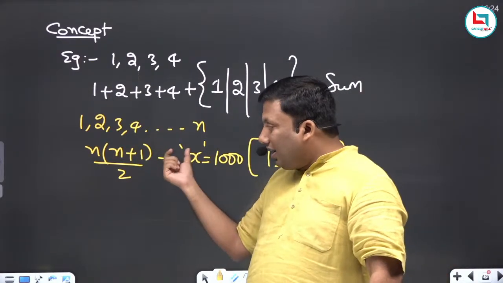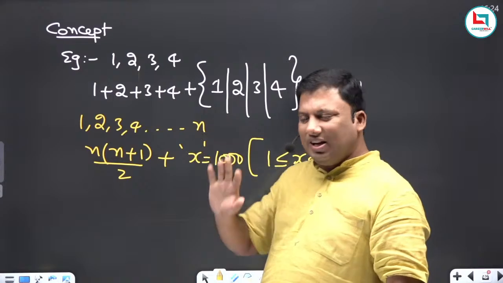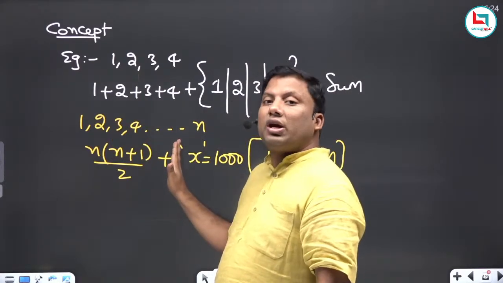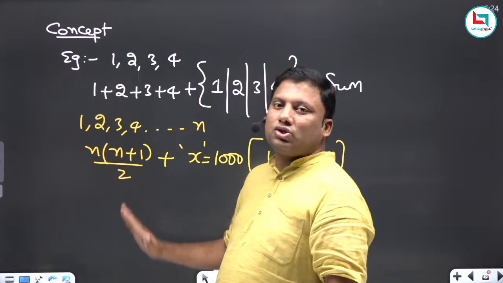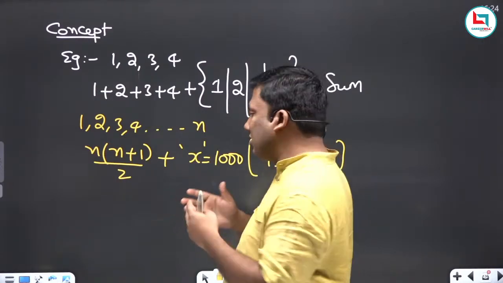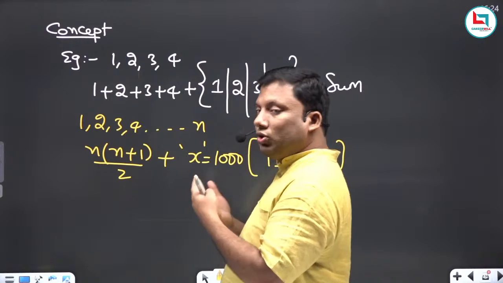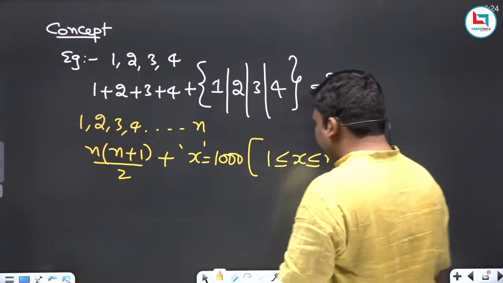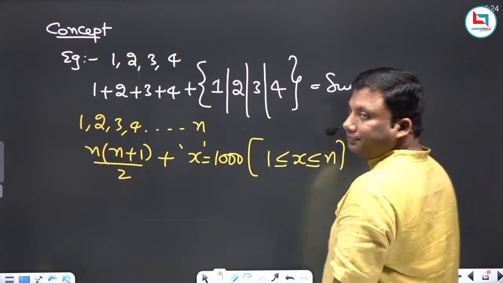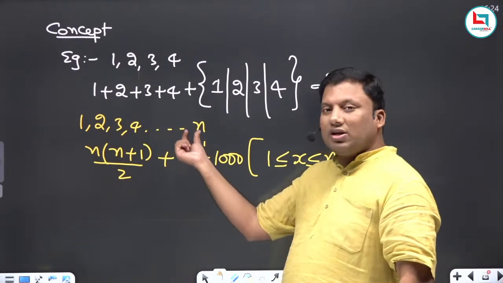It seems like an equation with two variables, but it's a very easy equation. 1, 2, 3, 4 and n. If there is no repetition, it will be n into n plus 1 by 2. There is one number which he added twice. That could be 1, that could be 2, that could be 3, that could be n, and so on up to x. The total is 1,000. x is one number.